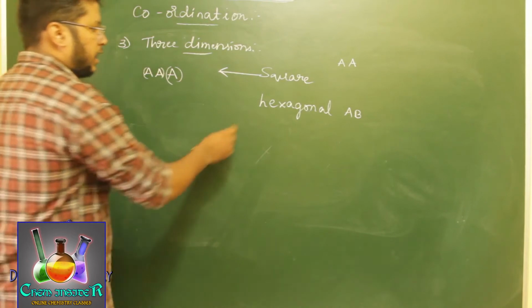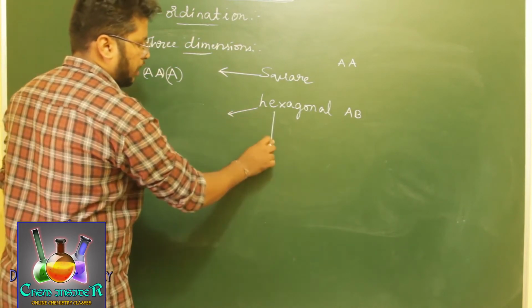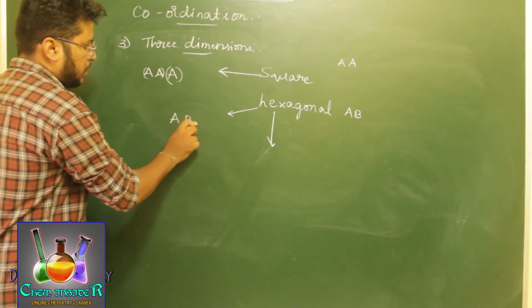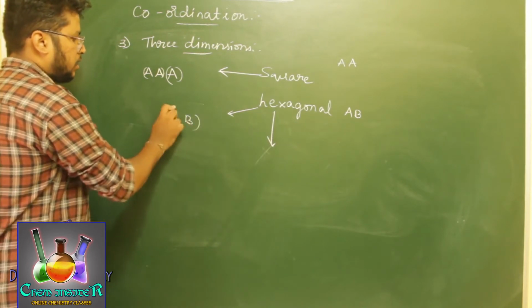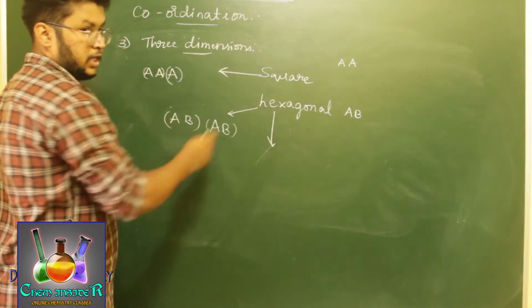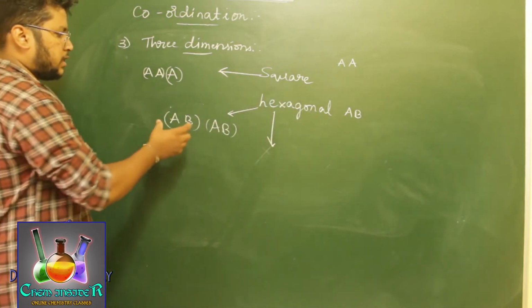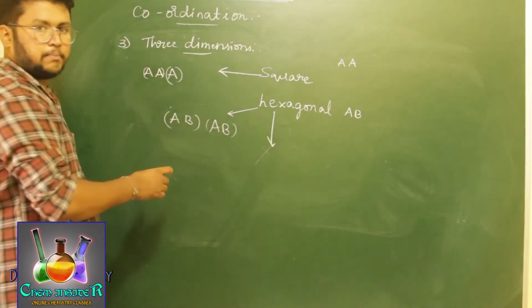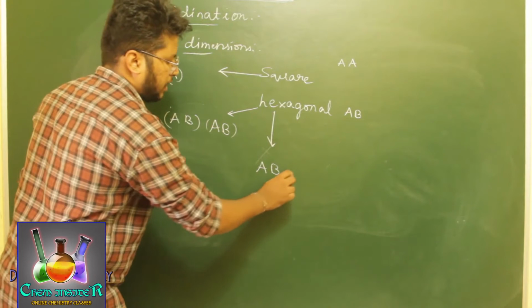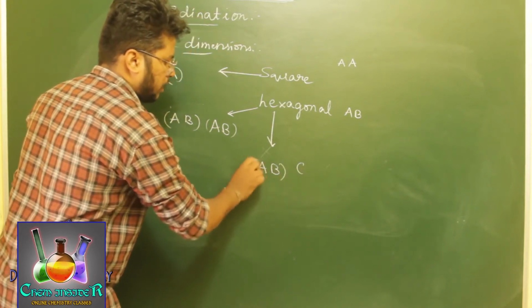But for the hexagonal type we have two types. One is if AB is placed above our initial AB. Hexagonal is AB type. If we place AB above AB, or if we place one more different kind of layer called C above AB.